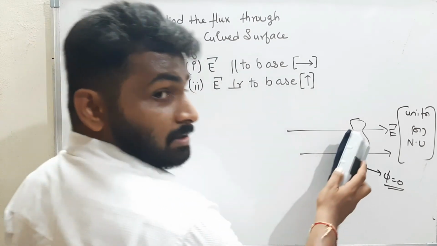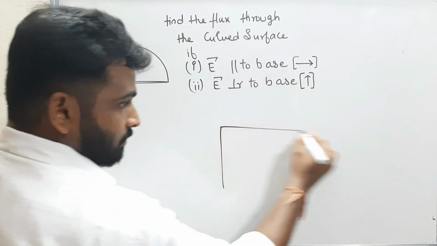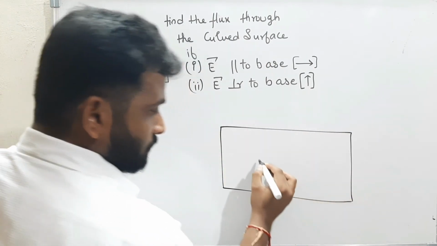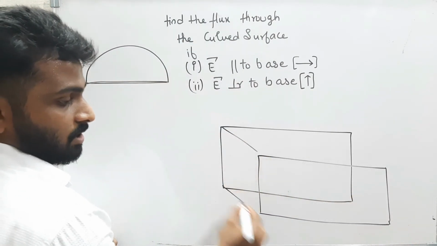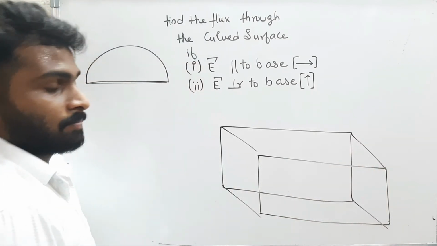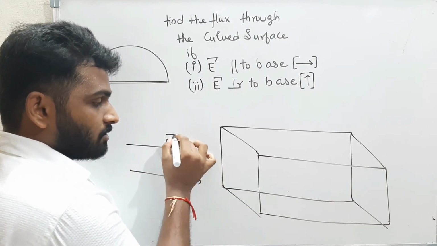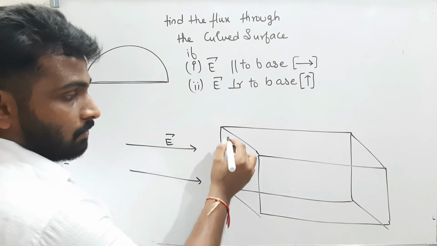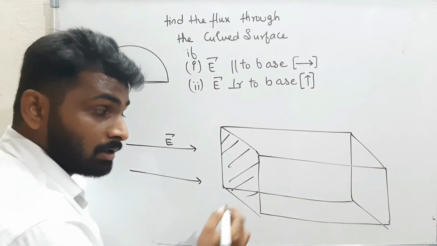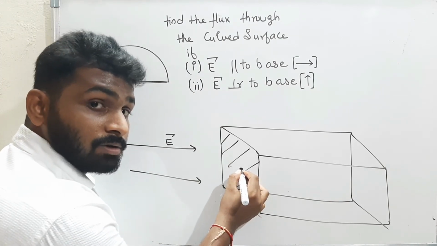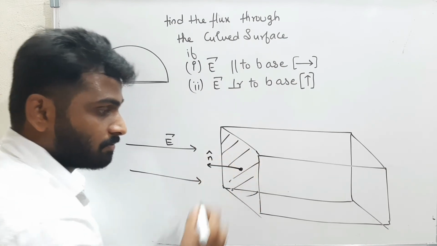Now see here. This is a closed body. Assume it is a cuboid. Now, the electric field direction is like this. For this surface, what is the area vector? The area vector will always be perpendicular to the surface and always projected outwards. Therefore, the area vector n cap will be in this direction.